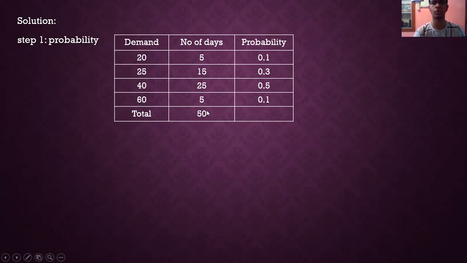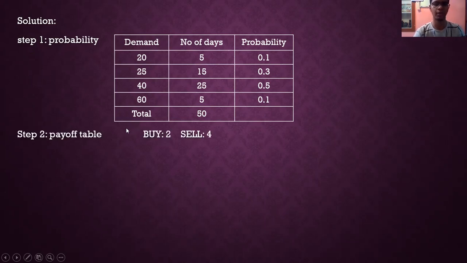Now we have to find the probability. 5 divided by 50 gives us 0.1. Then 15 divided by 50 gives us 0.3. Then 25 divided by 50 gives us 0.5. Then 5 divided by 50 gives us 0.1. So by dividing each number of weeks by the total, we got the probabilities. The first step in this sum is to find the probability. Once the probability is done, we go to the next step, which is the payoff table.